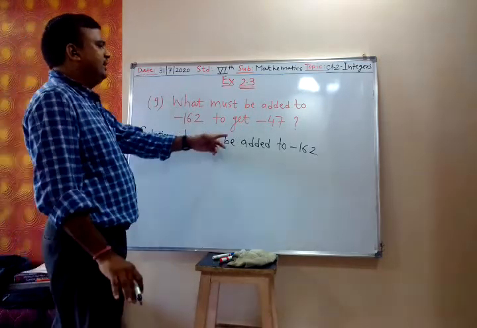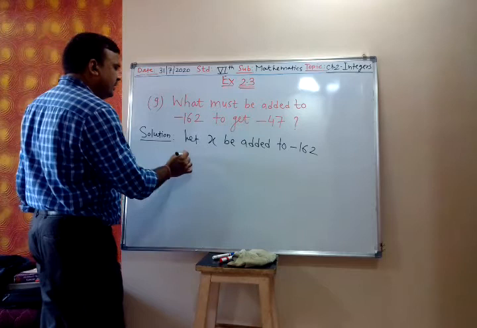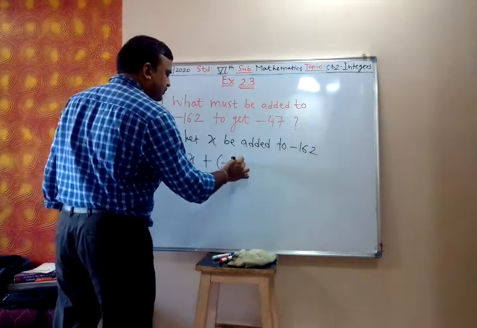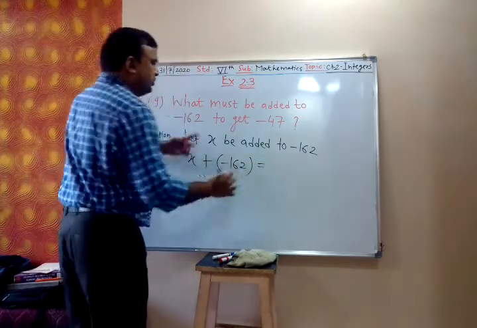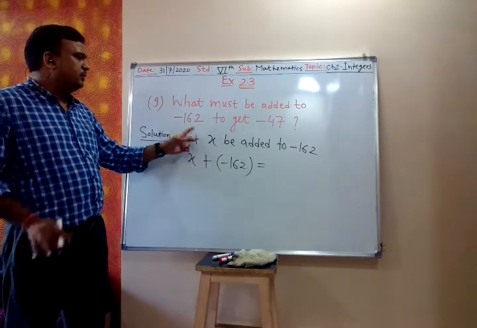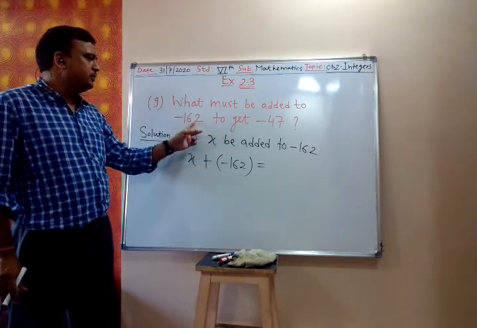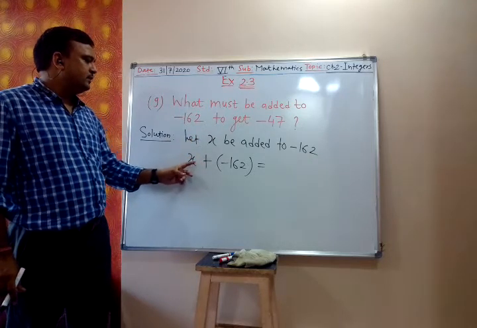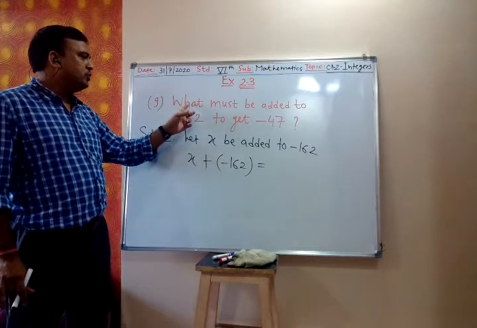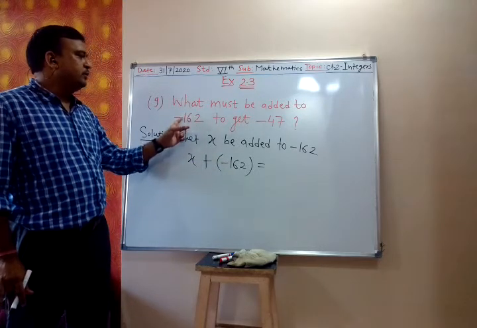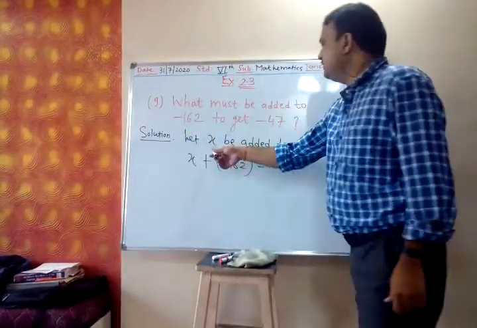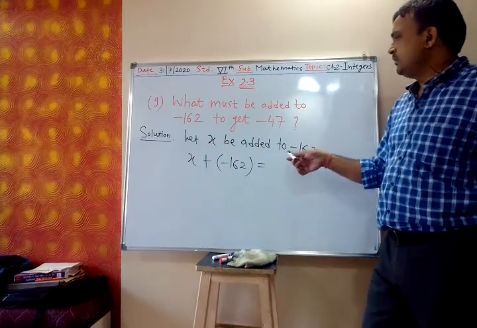Right, let x be added to minus 162. So we write x plus minus 162. What should be added to minus 162? Let x be added to minus 162. So added means plus. So x plus minus 162. So what should be added to minus 162 so that you get the number minus 47? So we write, let x be added to minus 162.